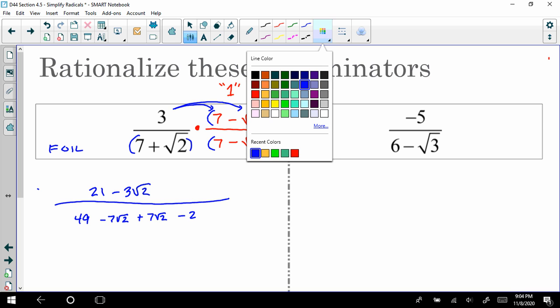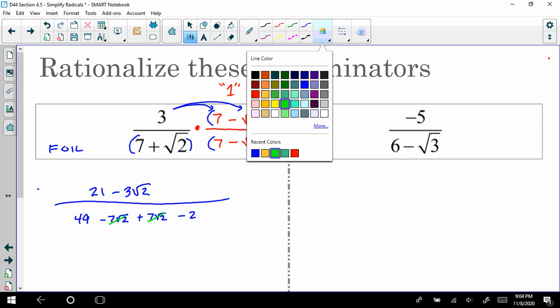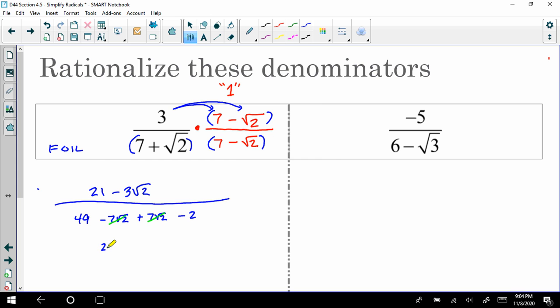So we end up with, in the denominator, the middle terms cancel. And writing our final answer then, we have 21 minus 3 radical 2 all over 49 minus 2, which is 47. I'm going to box that. That answer's done.